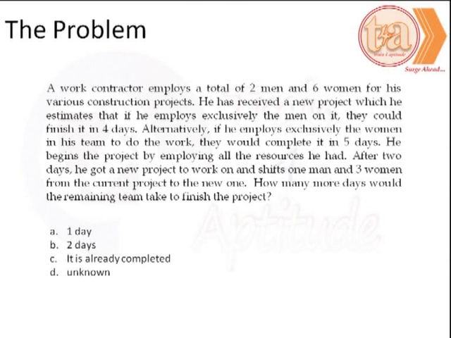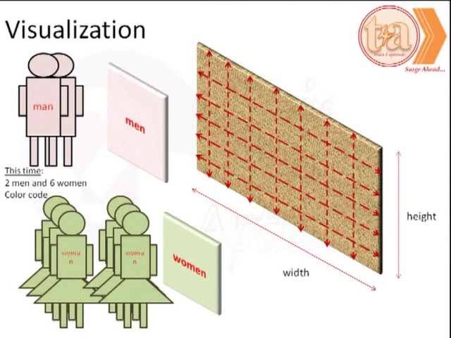After 2 days, he got a new project to work on and shifts 1 man and 3 women from the current project to the new one. How many more days would the remaining team take to finish the project? A. 1 day. B. 2 days. C. It is already completed. D. Cannot be determined. Let us now begin visualizing the problem at hand.